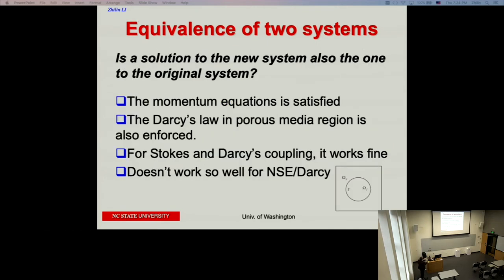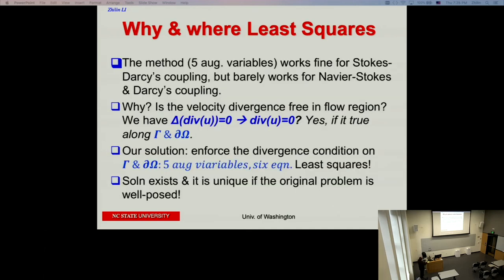At the beginning, we published this paper, just for Stokes and Darcy, and we got a very good review, and they didn't mention the problem, okay? And so we got a very nice result and it was accepted very quickly. Anybody have a question? So that's kind of ideal. We introduced the five augmented variables, then I solve the Stokes and Darcy, and we get a good result as expected. No questions? Okay, then we try to apply the same idea to the Navier-Stokes equation.